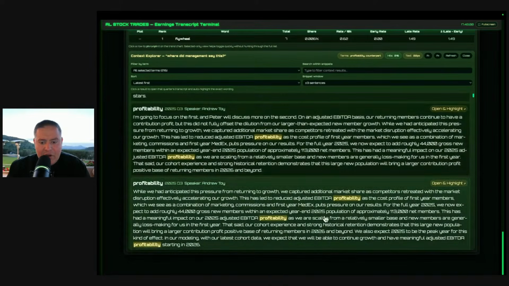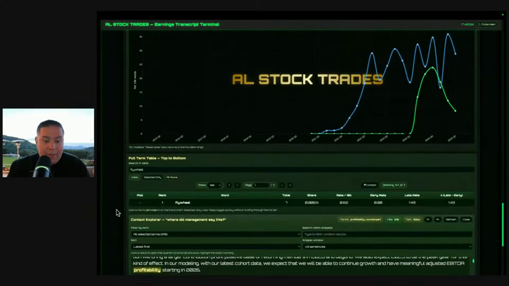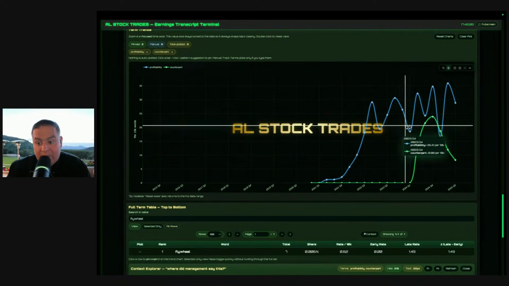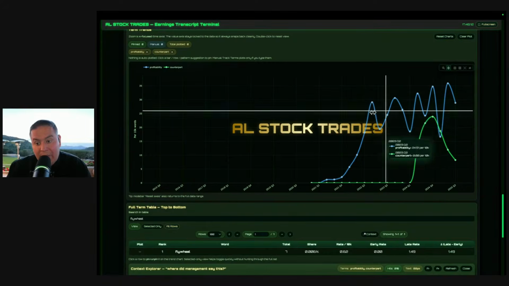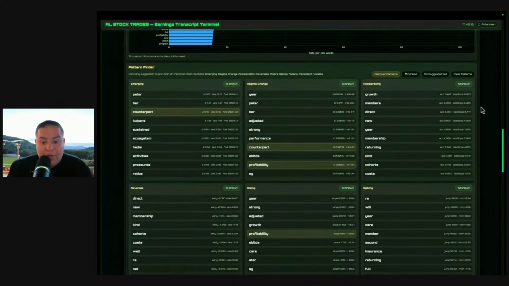So again, you can go ahead and look at this and look at these words. And I was up on this all night looking at the words: profitability slowly increasing. And we're getting there, guys. We are slowly getting there. And I'm going to be monitoring other emerging words.